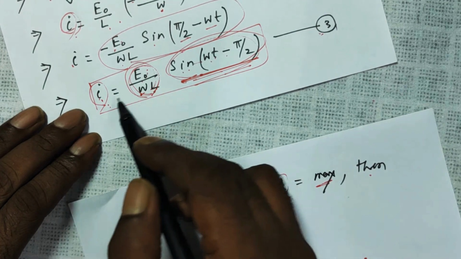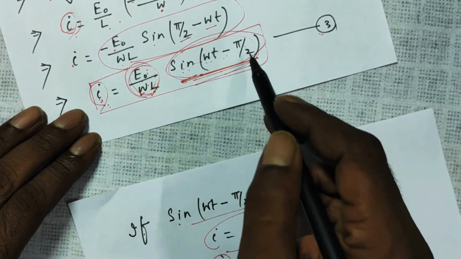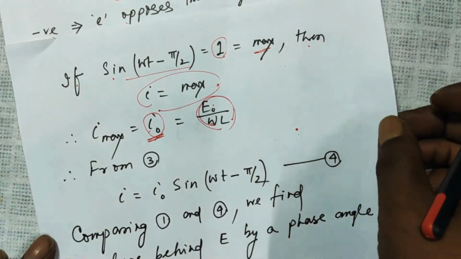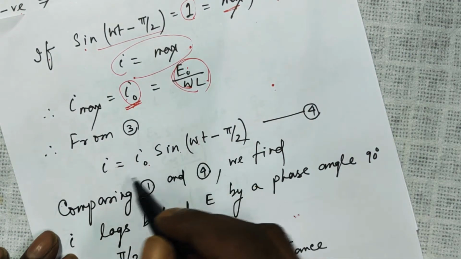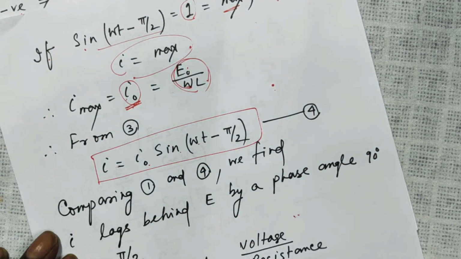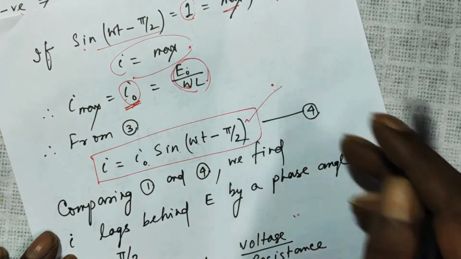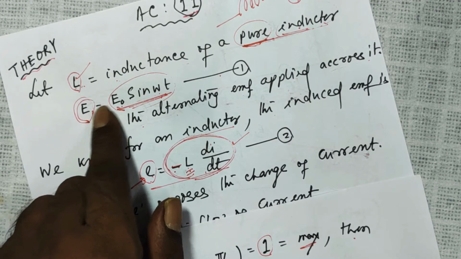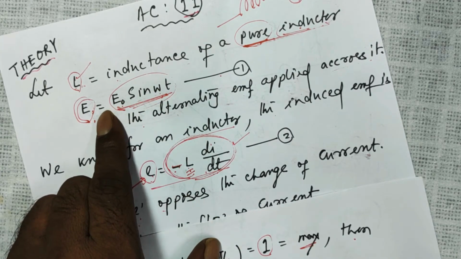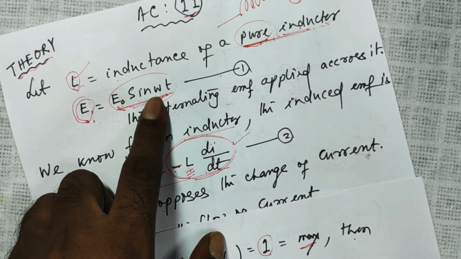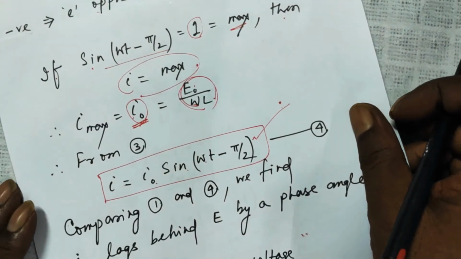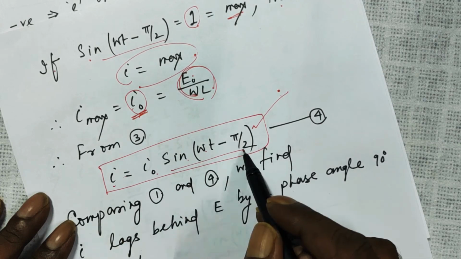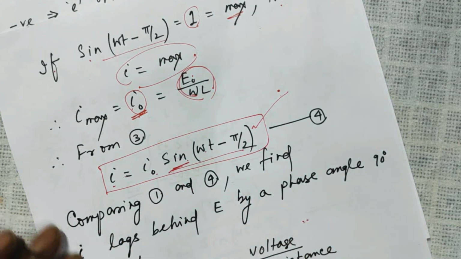Here put I naught. So I becomes I naught sin(omega t minus pi by 2). So now your I becomes I naught sin(omega t minus pi by 2). Now look at this equation 4 and look at equation 1. This is what we applied to the inductor, this alternating EMF, and we found out the current is also alternating, that is the sine function, meaning changing with time.